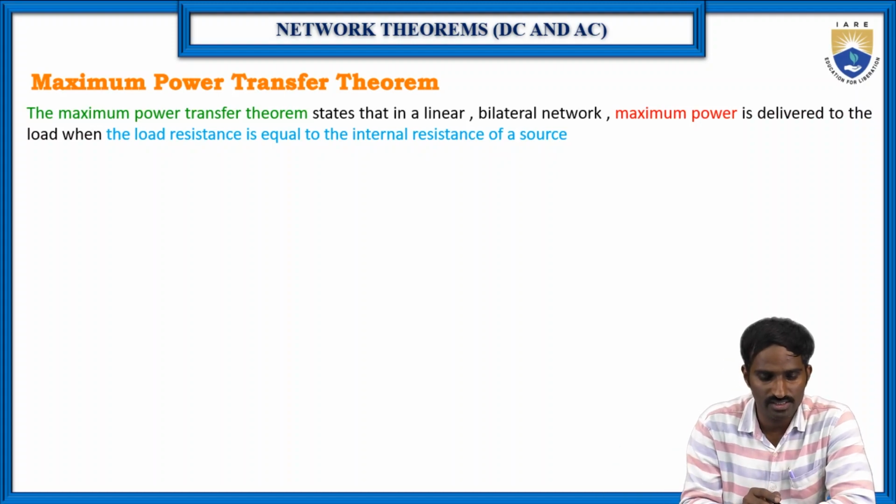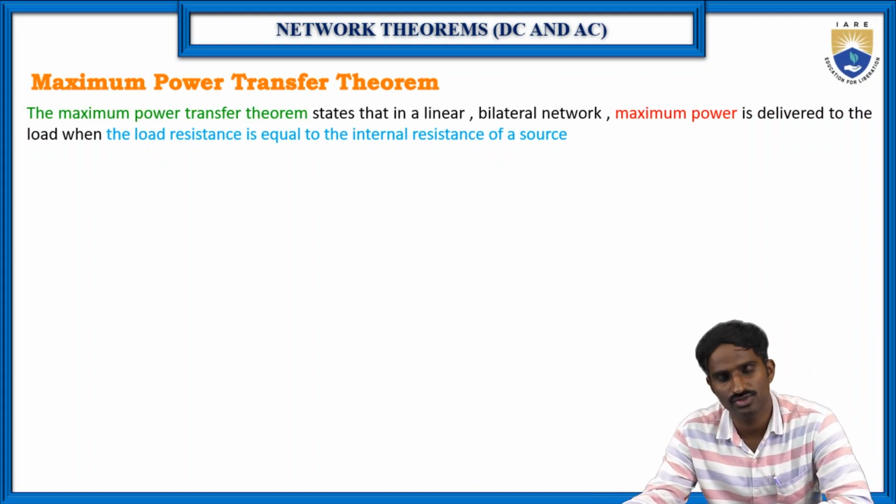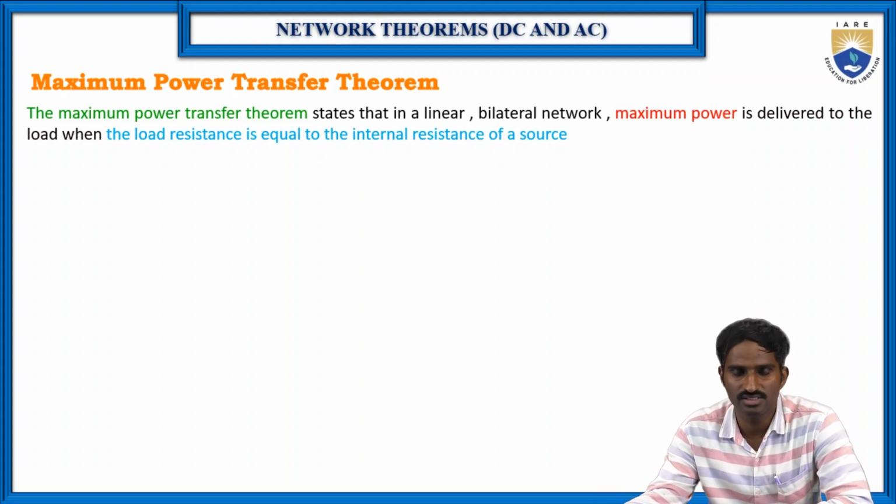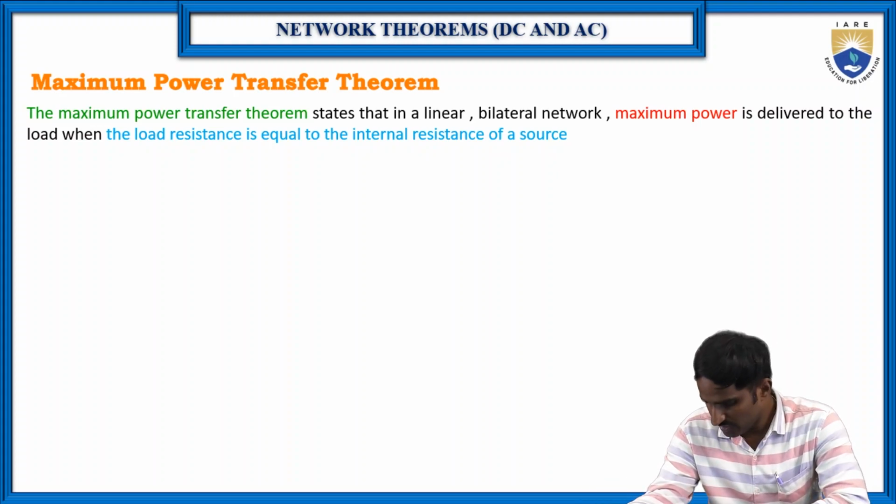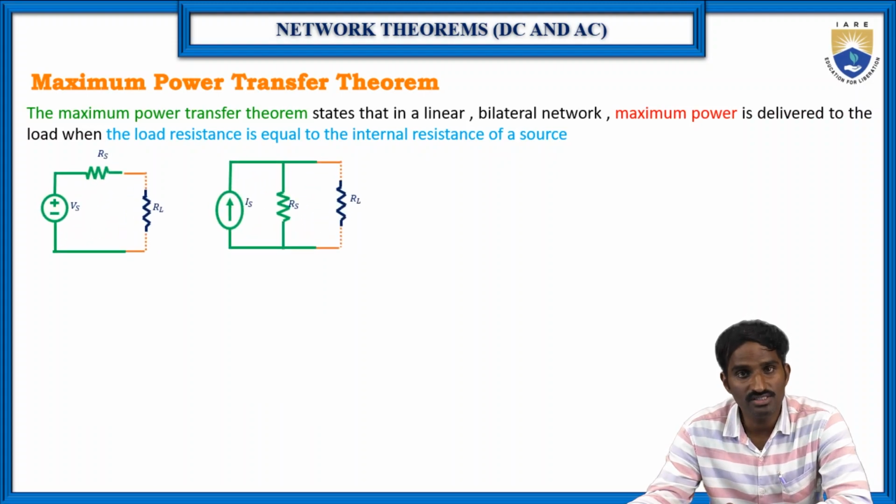Let me read the statement. The maximum power transfer theorem states that in any linear bilateral network, maximum power is delivered to the load when the load resistance is equal to the internal resistance of the source. Which means if it is a voltage source, then the internal resistance is in series with the voltage source, and if it is a current source, then the internal resistance is in parallel with the current source. So let us consider the Thevenin's equivalent circuit.